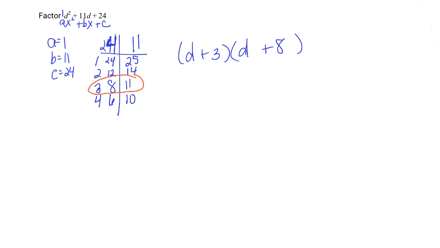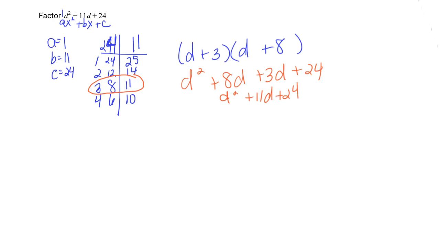Let's multiply them together just to double check. We get d squared plus 8d plus 3d plus 24. Combine like terms, and that looks the same to me. Hallelujah.